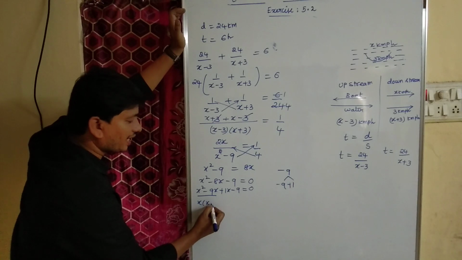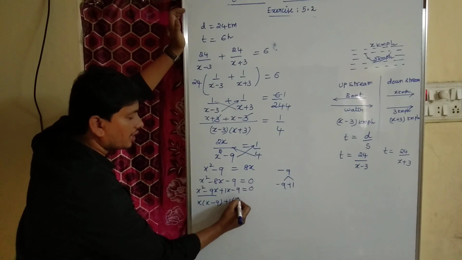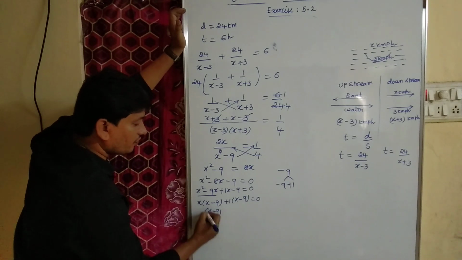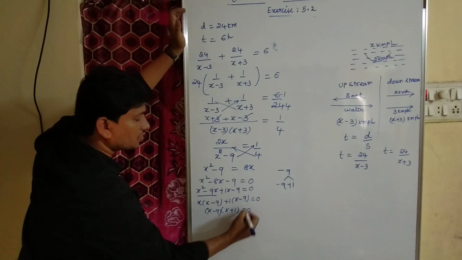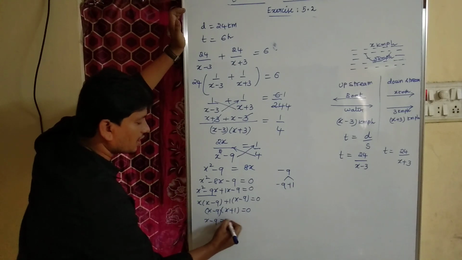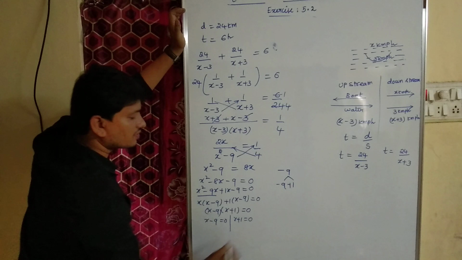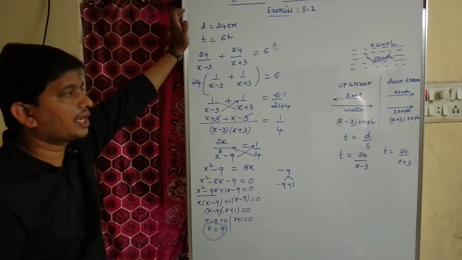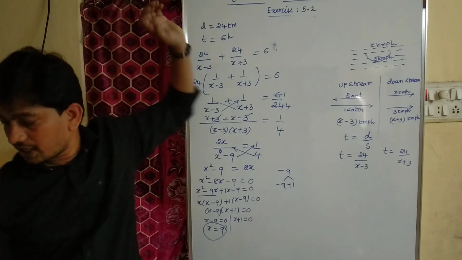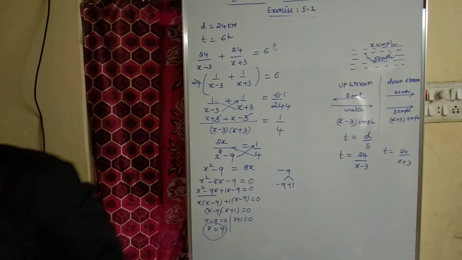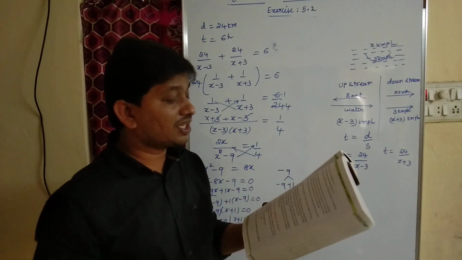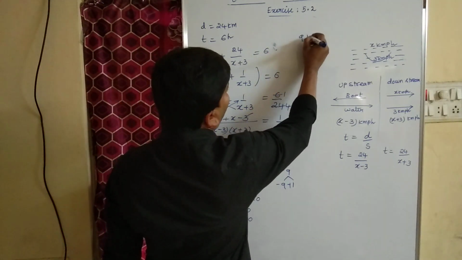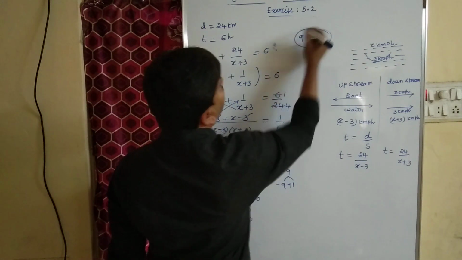From these two terms I can take x as common, x minus 9. Again if I take 1 as common, x minus 9. So taking x minus 9 common, x plus 1 equals 0. One is x minus 9 equals 0, other one is x plus 1 equals 0. So x is equal to what, children? x equals 9. What are they asking? They are asking to find the speed in still water. The speed is 9 km/h.